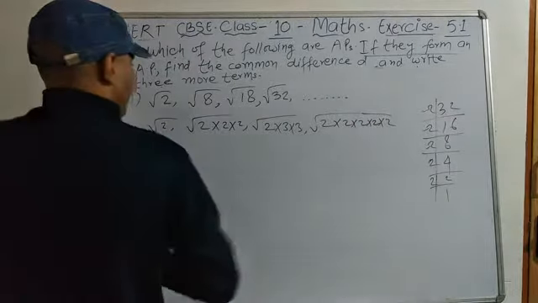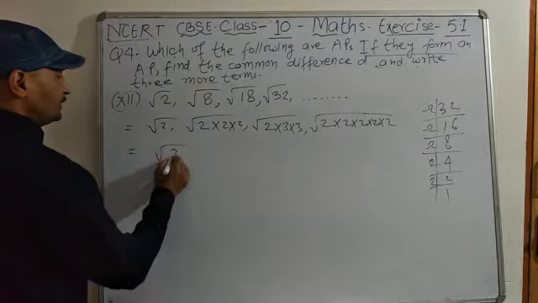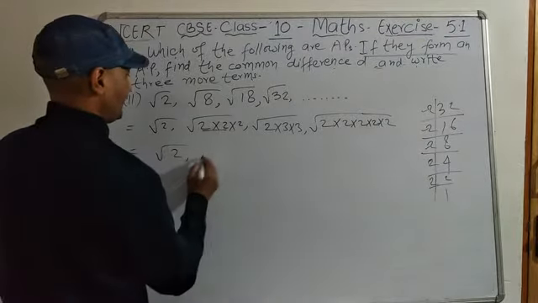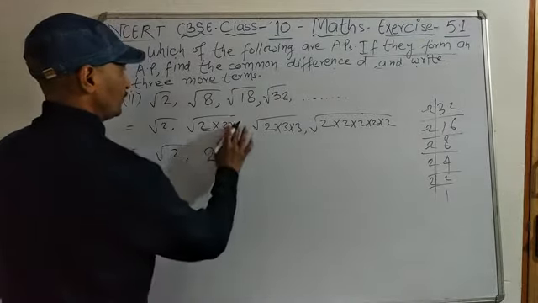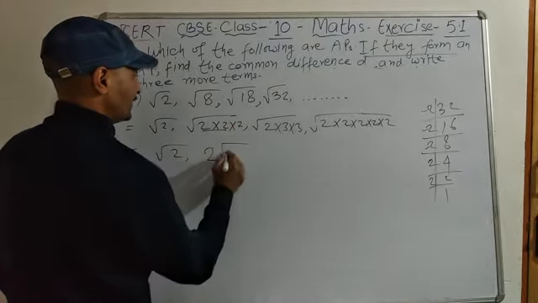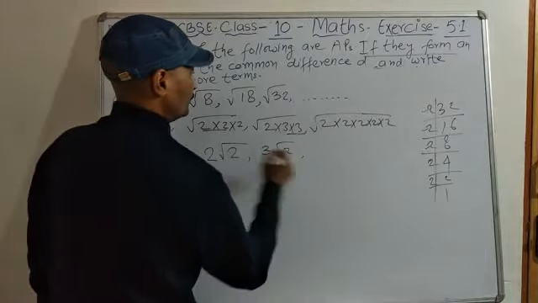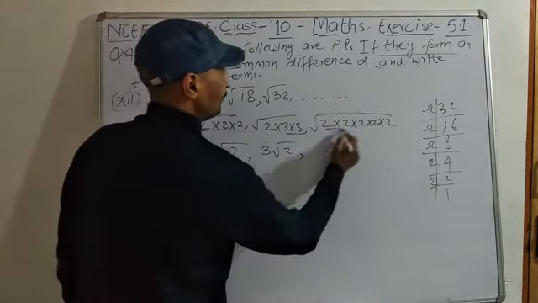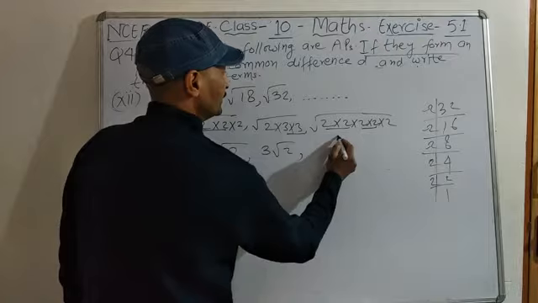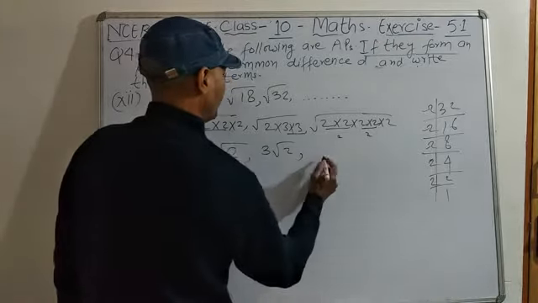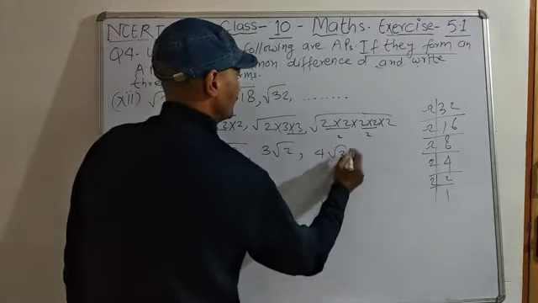So how many terms are having pairs here? Who has a pair? 2 has a pair. It has no pair, it stays inside the root. It has pairs, so 3, no pair, root 2. Here the first pair is 2 into 2. This 2 into 2 is 4. That means 4 root 2.